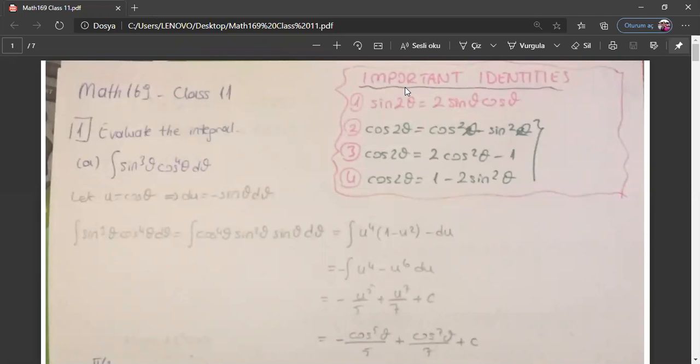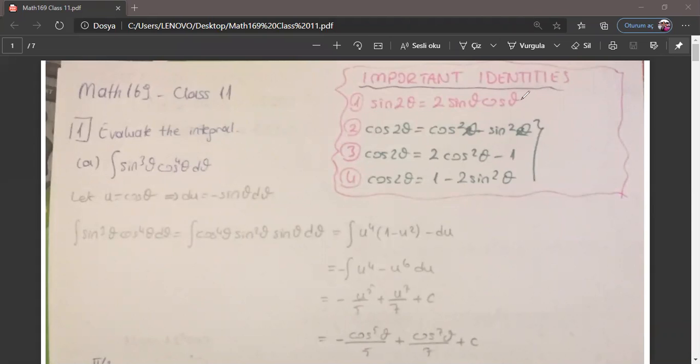Hi everyone, this is class 11, and we'll solve questions on integrals using trigonometric substitutions. So let's start. Here we're given this integrand, sine cube times cosine to the fourth.